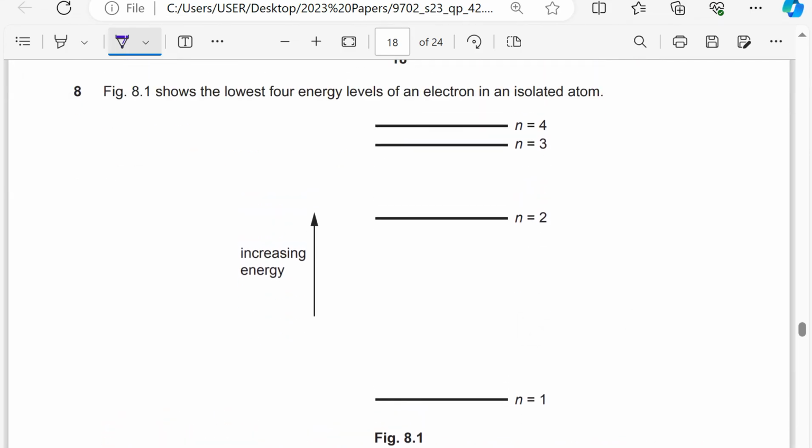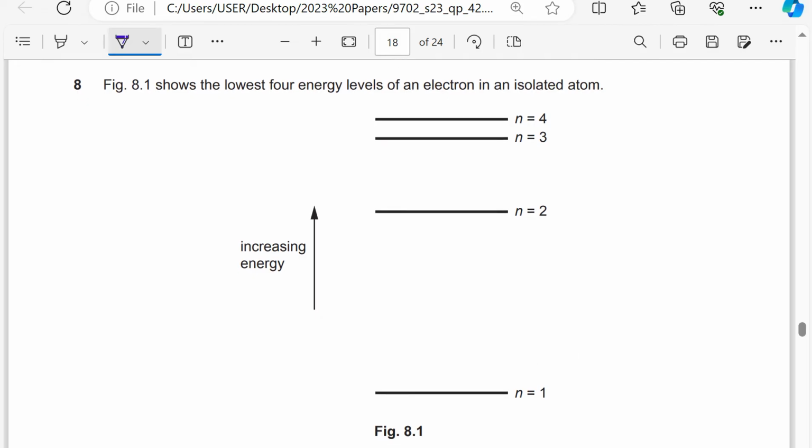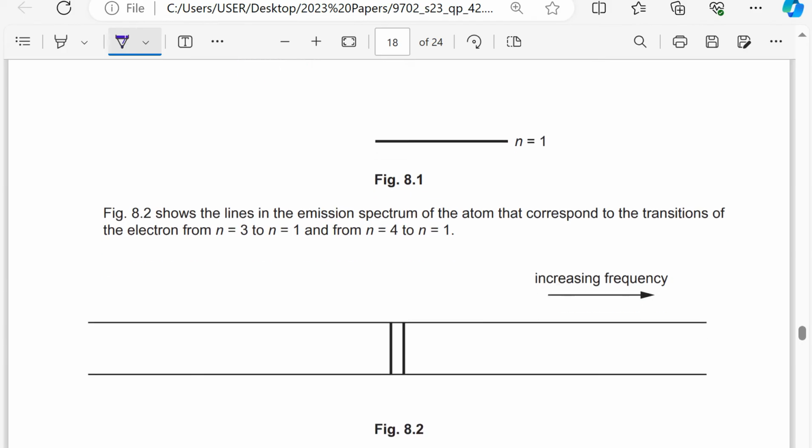Then this is quantum physics. The figure shows the lowest 4 energy levels of an electron in an isolated atom. The figure shows the lines in the emission spectrum of the atom that corresponds to the transitions of the electron from n equals 3 to n equals 4, n equals 3 to 1, and n equals 4 to n equals 1, okay?